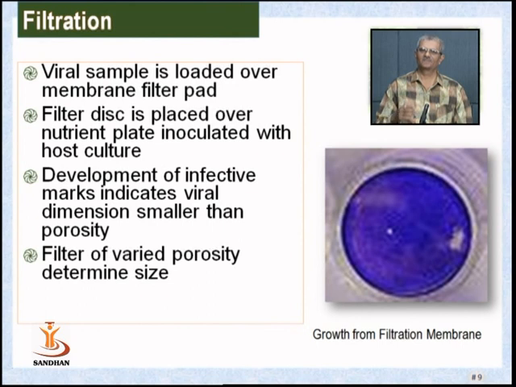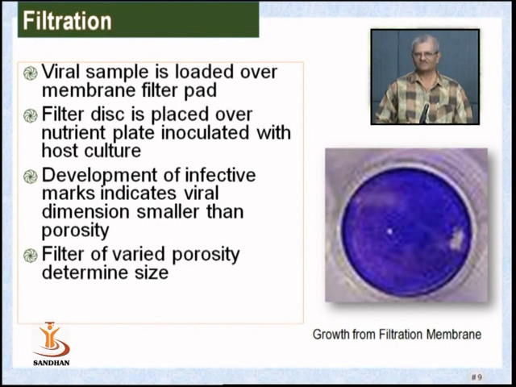And if plaque-like structures are seen in the cell culture, then we can say that the porosity of the filter is too large for the virus to be retained. And by use of successive filters of varying porosity size, we can find out what dimension the viral structure has. So this is the simplest, although a little bit time consuming method, but easy to perform in any laboratory.